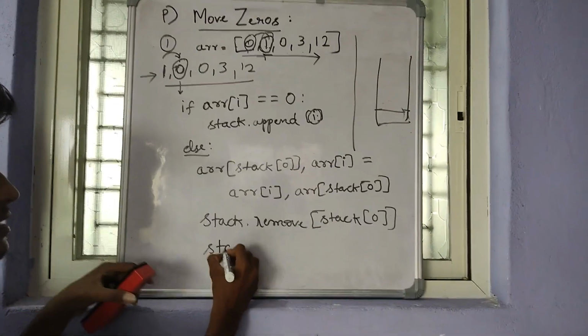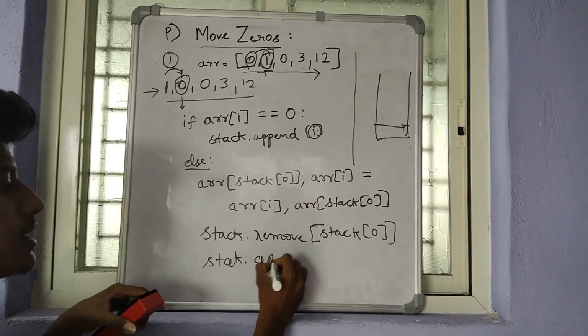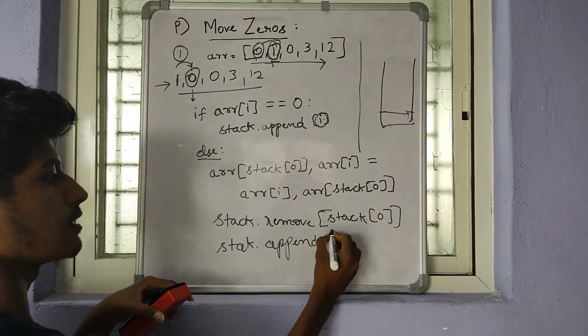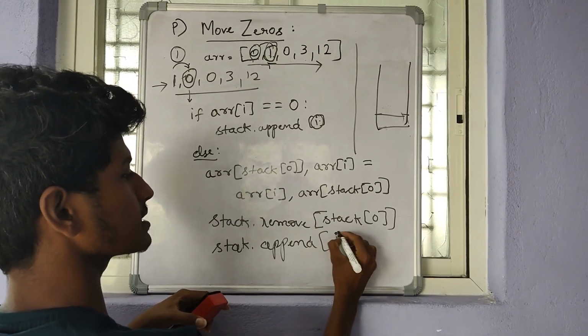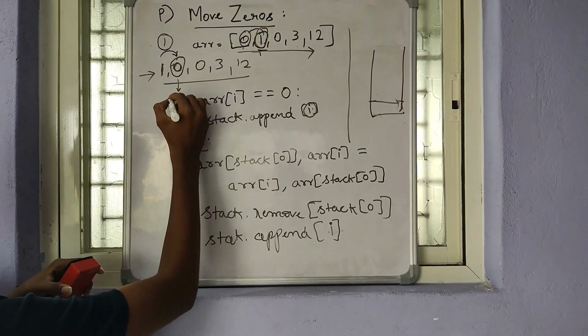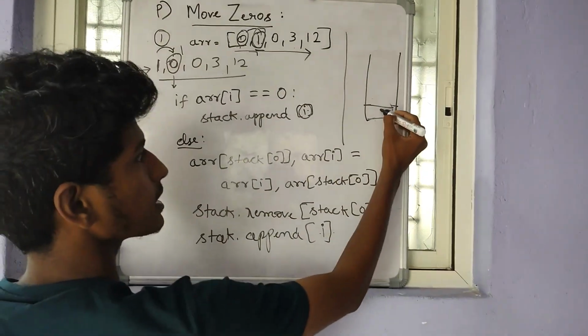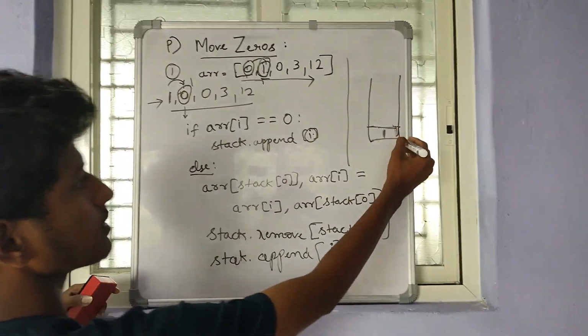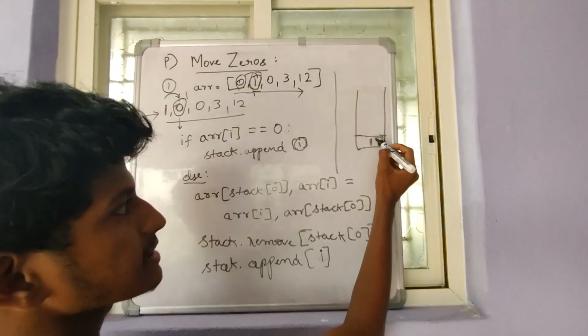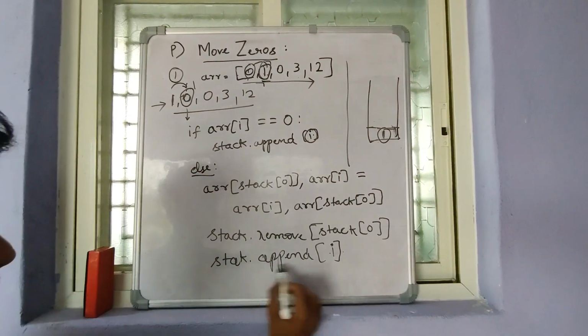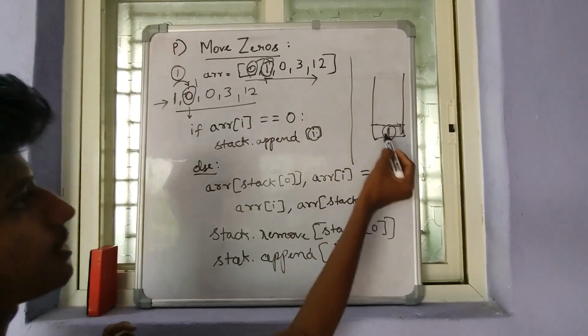See. Stack dot append i. This index I have to add. Indirectly, this index is 1. I'll add 1 here. Yeah, 1 is in the stack. I've just appended this 0 position into the stack.